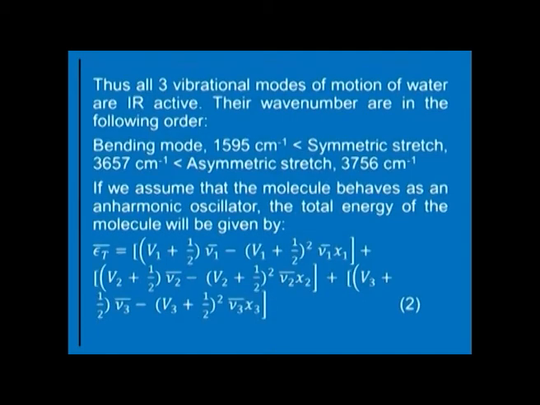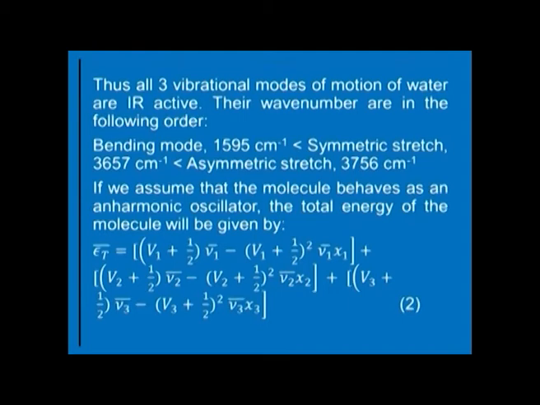Thus, all three vibration modes of motion of water are IR active. Their wave numbers are in the following order. The bending mode is around 1595 cm inverse and it is the lowest in wave number, followed by the symmetric stretching mode, which occurs at 3657 cm inverse, and followed by the asymmetric mode, which occurs at the highest wave number, around 3756 cm inverse.